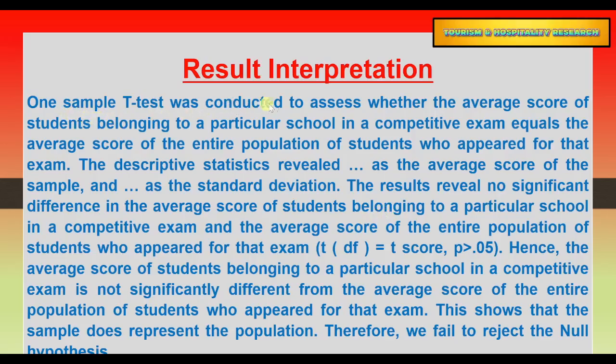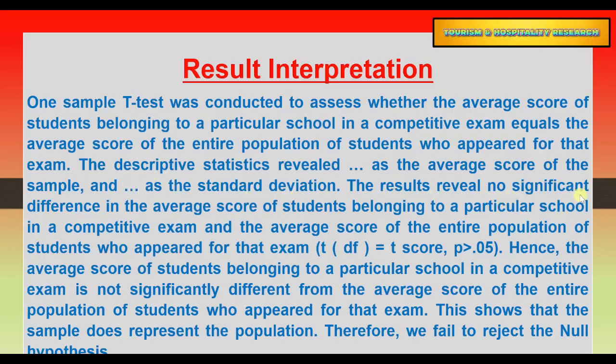A one sample t-test was conducted to assess whether the average score of students belonging to a particular school in a competitive exam equals the average score of the entire population of students who appeared for that exam. The descriptive statistics revealed dash as the average score of the sample, that was 67.35 in our case, and the standard deviation, whatever you got from the descriptive statistics, you can mention it over here. That is for the sample standard deviation.